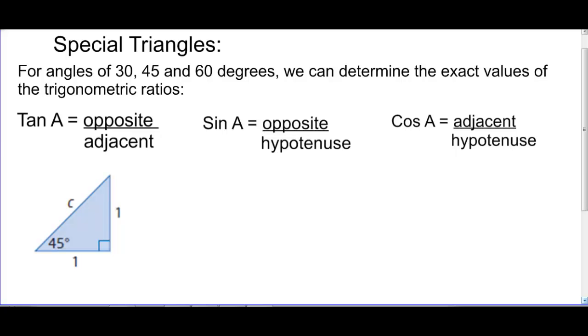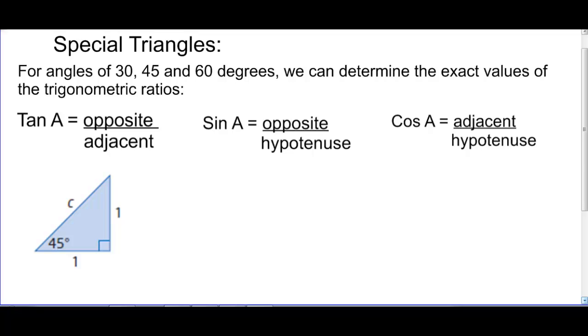Something that can be quite useful in trigonometry is when we look at special triangles. Now there's two different special triangles that we're going to look at. Ones that have an angle of 30 degrees, ones that have an angle of 45 degrees, and ones that have an angle of 60 degrees. Now 30 degree and 60 degree triangles are the same triangle. And our second triangle is going to be a 45, 45, 90 triangle.